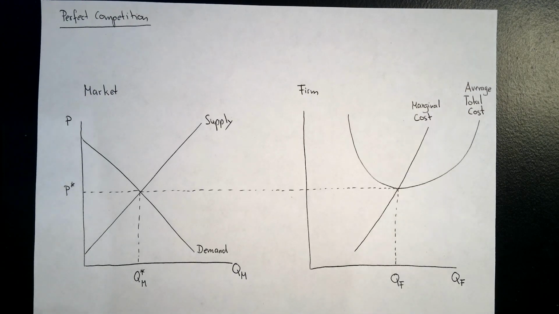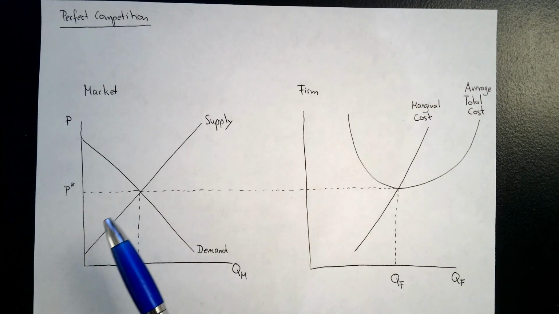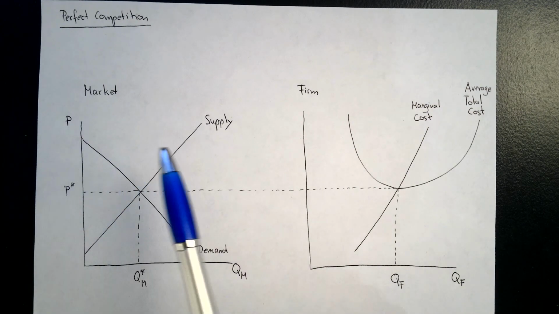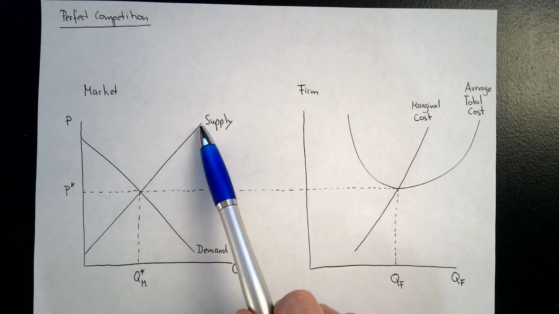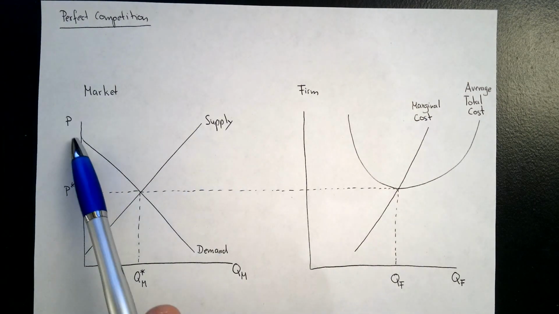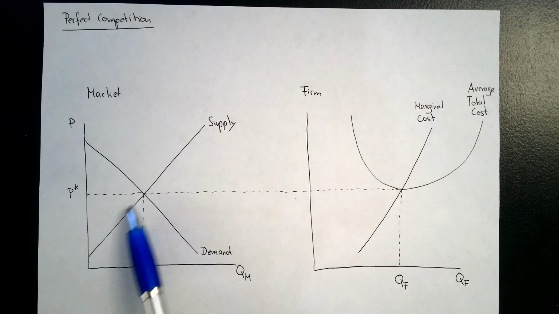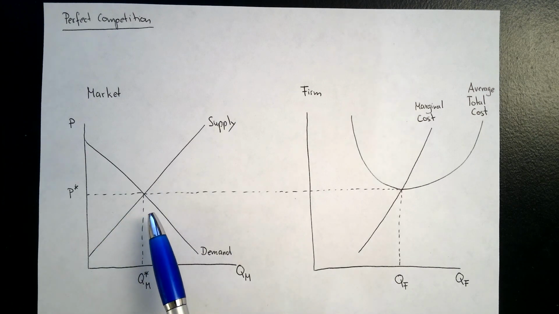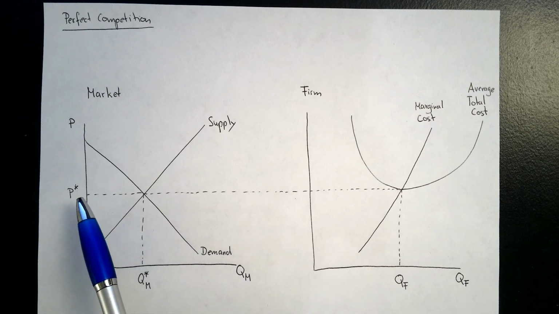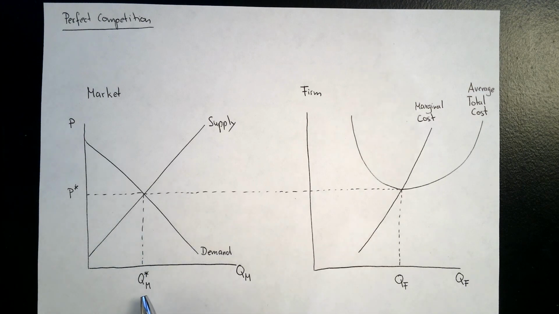I would like to illustrate the concept of the first welfare theorem as well as perfect competition with this graph. On the left-hand side, we have the market, with the supply of a particular good and the demand of a particular good. Where supply and demand intersect, we have an equilibrium market price, and we also have a quantity Q star.